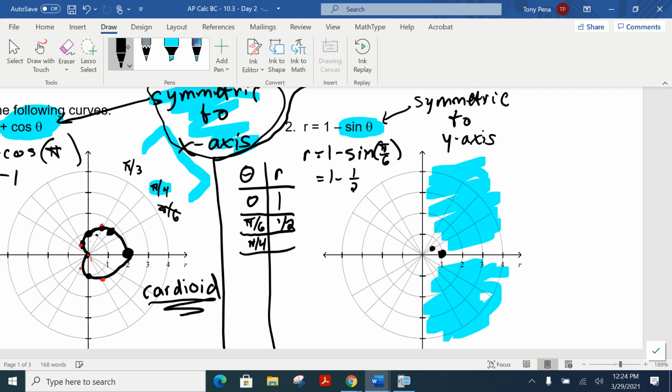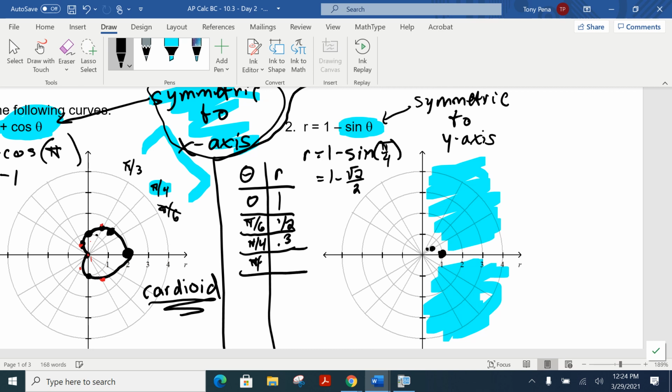When we go to the pi over 4, we get that 0.7. So this is pi over 4. The y coordinate is √2 over 2. Again, just estimate that to be about a 0.7. We don't have a calculator in our hand. And 1 minus 0.7 is about 0.3. So right about here.